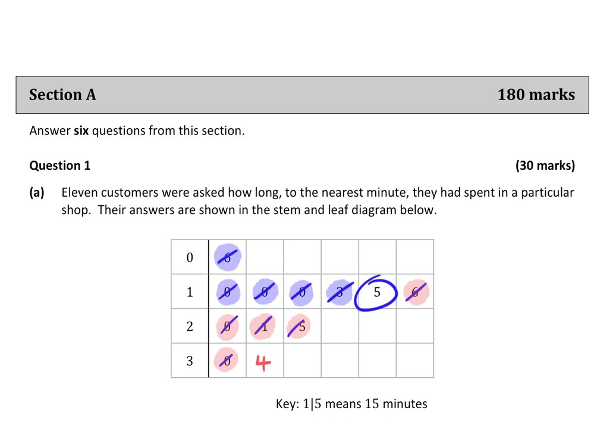So here we have the 2022 Leaving Certificate Foundation paper, question 1. It says there's 11 customers who were asked how long, to the nearest minute, they had spent in a particular shop. Their answers are shown in the stem and leaf diagram below.